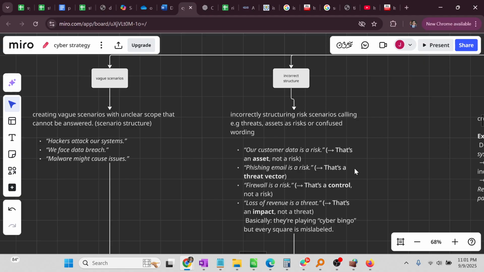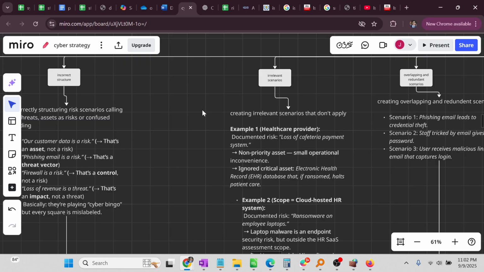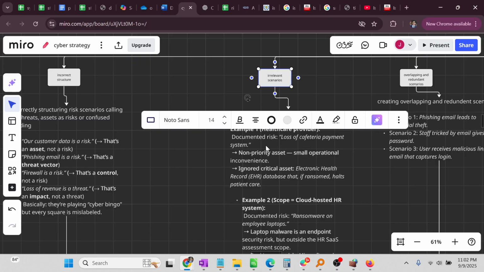For example, "our customer data is at risk." What are you talking about? There are many threat actors, and they can impact customer data in many ways. It's not clear. It's an asset, not a risk. "Phishing email is a risk." Well, what kind of phishing? To what risk? So these are unclear events, and I have termed it incorrect structure, but they are very similar to vague scenarios. The third problem is irrelevant scenarios.